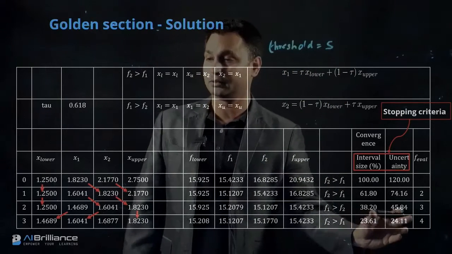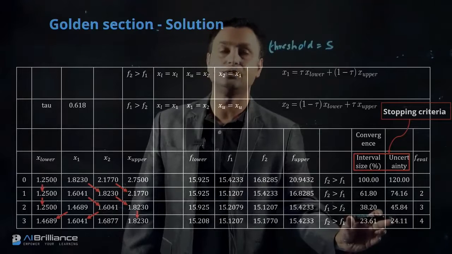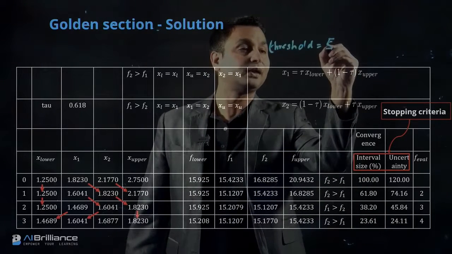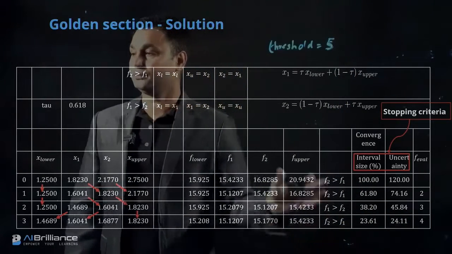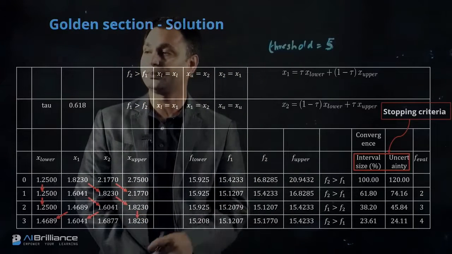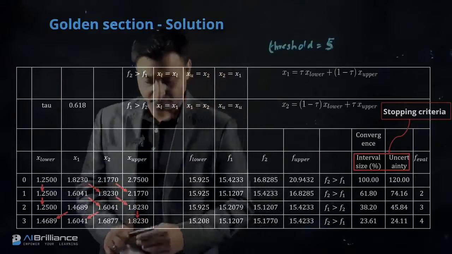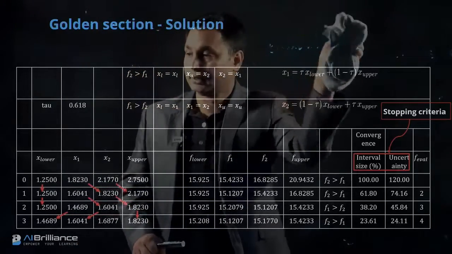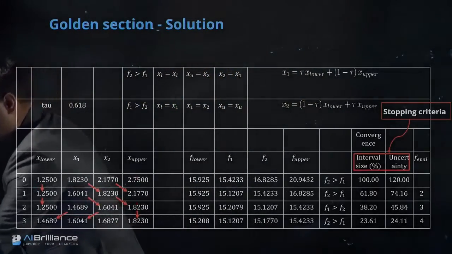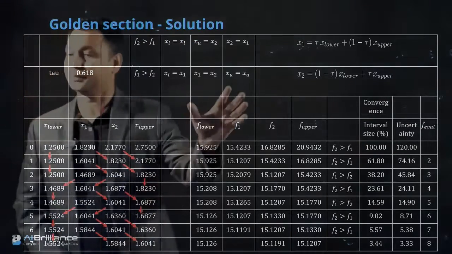So if either this uncertainty value or the interval size value is less than 5, then we will stop this algorithm, and we will take the x lower, x upper, and average them, and that will be my optimal solution. Okay. So let me continue this computation and show you a table which has multiple other steps.